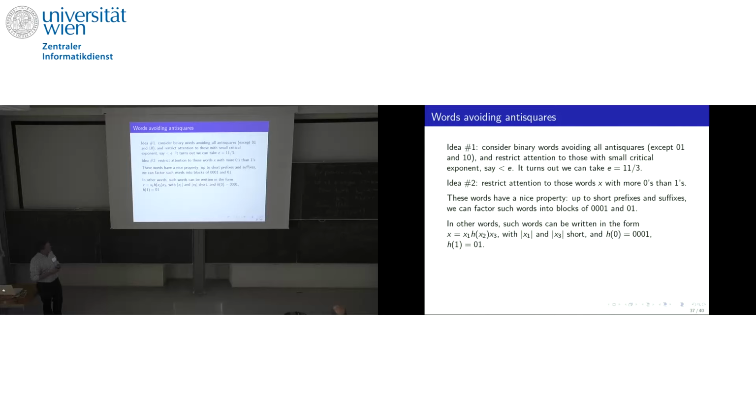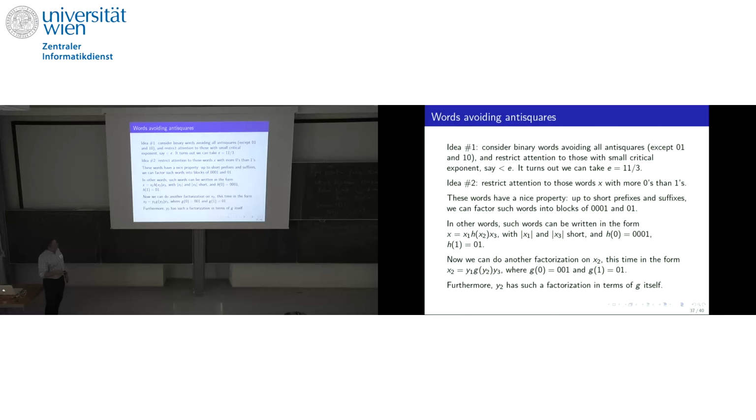It turns out that this word can also be factored. This word can be factored in terms of a short prefix and suffix and a different morphism. And now we get a word y2. And now, if this one went on forever, getting a different morphism each time, we'd be in trouble, but we don't. We now get a fixed point in some sense, because y2 itself can be similarly factorized in the same way that x2 was. So we just keep using the morphism g and g.